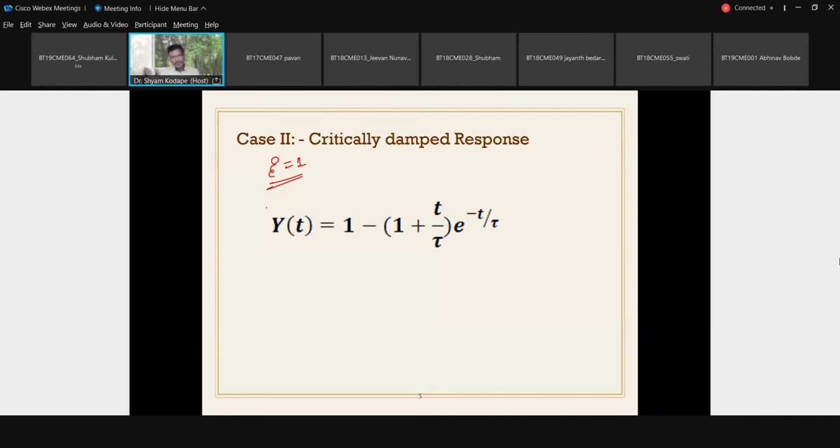ठीक है, ये ओवरडैम्प से फास्ट होता है, क्रिटिकल डैम्प. When we compare the two situations, the overdamp system and critical damp system, तो critically damp में क्या होता है कि whatever the change, the y(t), that is the response, is faster than that of the response of an overdamp system. ठीक है, but both are non oscillatory, oscillations नहीं है.